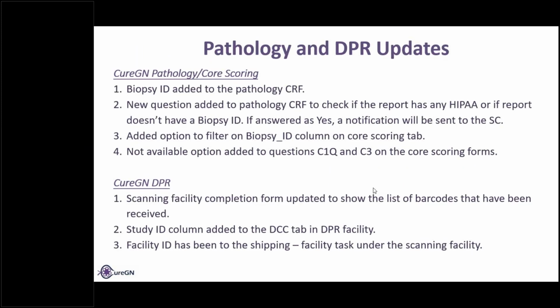A lot of these now are not going to actually pertain to you guys where you'll see it, but I just wanted to make sure that you're aware that these things were happening. So regarding pathology and core scoring, we've added the biopsy ID to the pathology CRF. There was a new question added to check if the report has any HIPAA or if it doesn't have a biopsy ID. And then also we added an option to filter on the biopsy ID on the core scoring tab, and a not available option was added to a couple of questions on the core scoring forms. And I know that the core scorers are feverishly getting those core scoring done for the DPR.